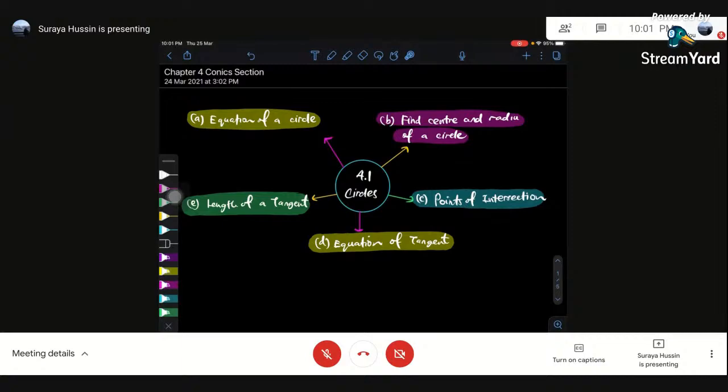Yang pertama adalah equation of a circle. Yang kedua, find the center and the radius of a circle. Yang ketiga, find the points of intersection. Yang keempat, equations of tangents and equation of the normal. Dan last sekali adalah finding the length of a tangent. So let's go each of these 5 important things.